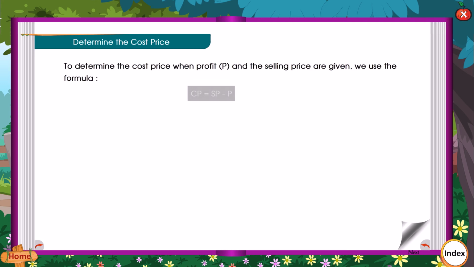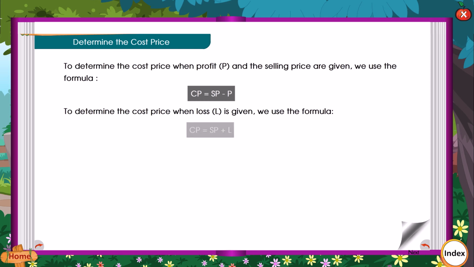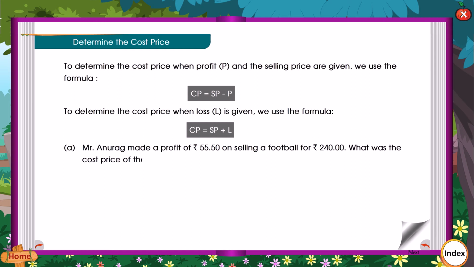Determine the cost price. To determine the cost price when profit and the selling price are given, we use the formula cost price is equal to selling price minus profit. To determine the cost price when loss is given, we use the formula cost price is equal to selling price plus loss. A. Mr. Anurag made a profit of rupees 55 and 50 paise on selling a football for rupees 240. What was the cost price of the football?